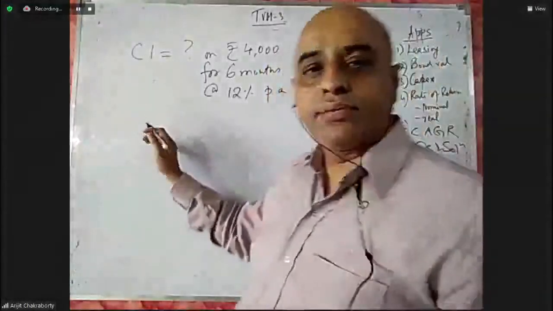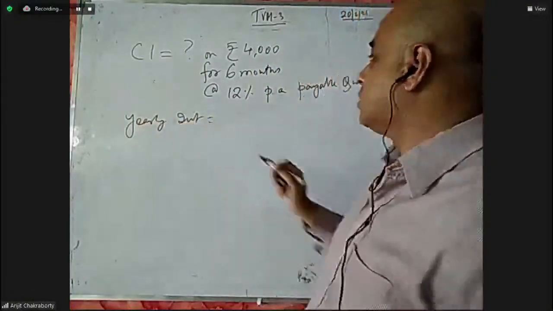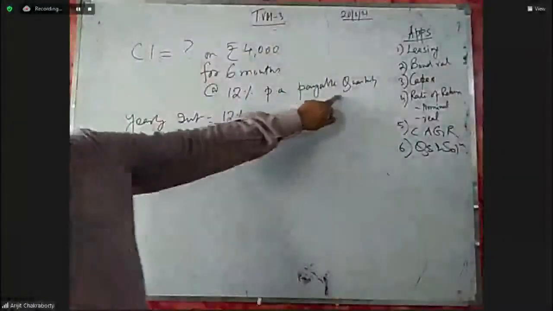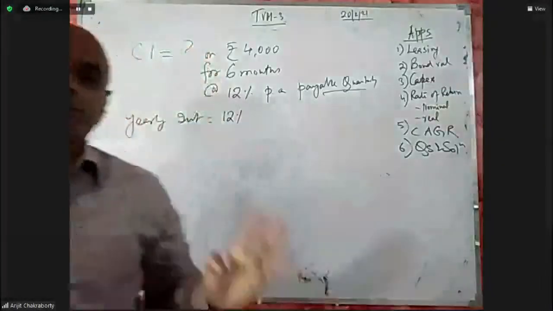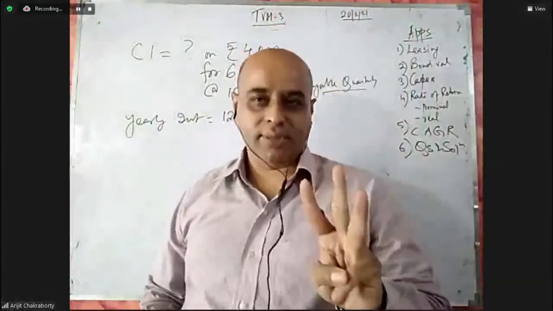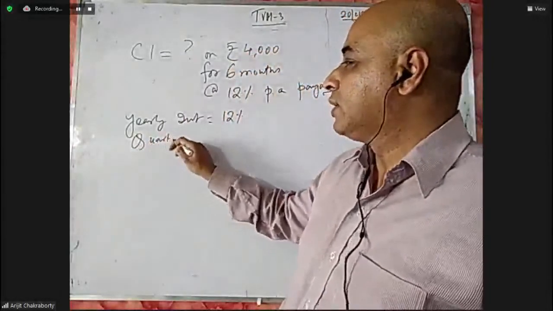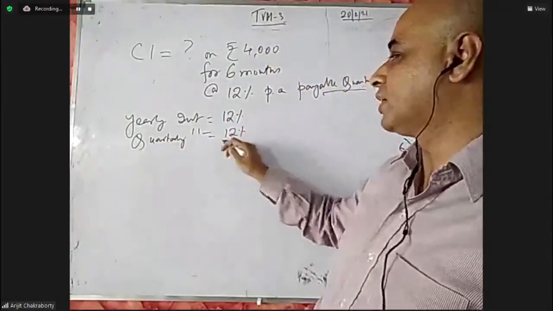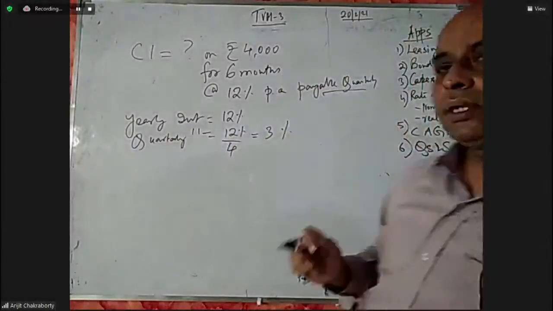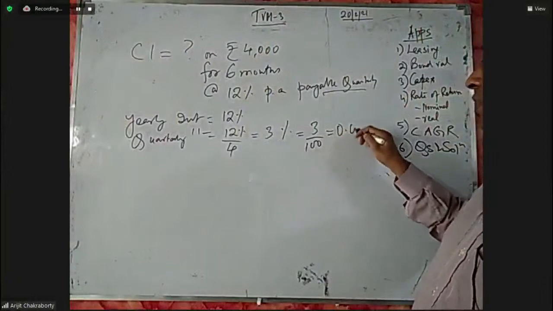Therefore, let us write, my dear friends, the yearly interest is how much? 12%. Since the interest is compounded quarterly, please see the word quarterly. Quarterly means there are 4 quarters in a year, right? 3 months make a quarter. So there are 4 quarters. So if the yearly interest is 12%, I can write the quarterly interest will be 12% divided by 4, which is 3%. So I'm writing 3%. 3% means 3 by 100, which means 0.03.